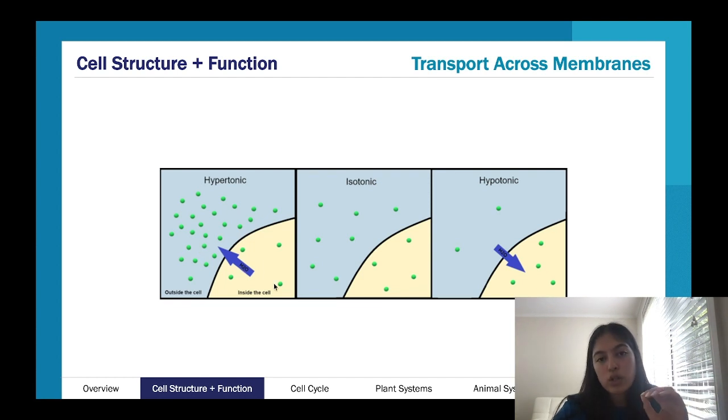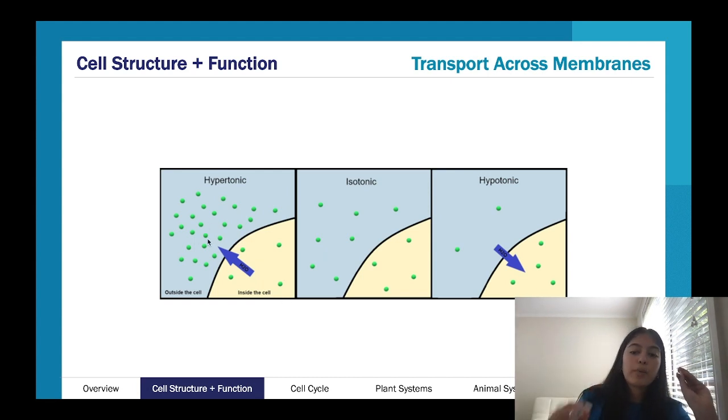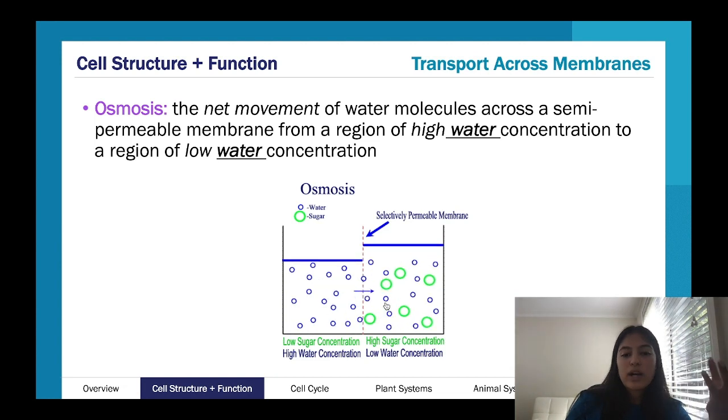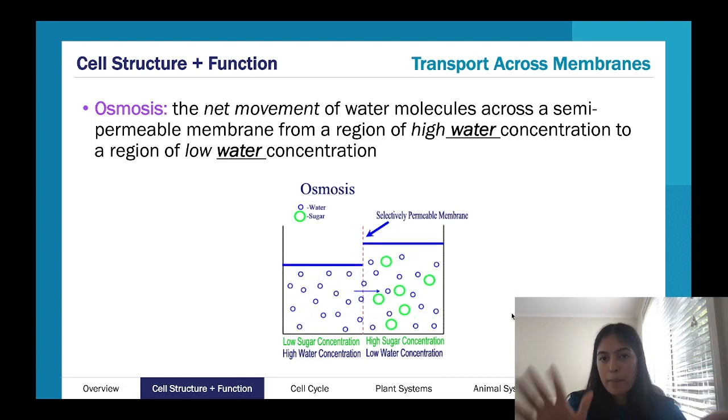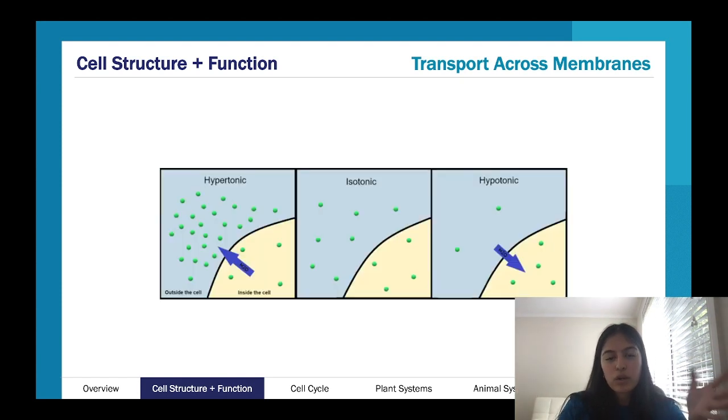So what water is going to do is, if there's more solute outside, that means there's less water outside, right? So water is going to move from inside to outside of the cell. It's going to move to the hypertonic solution. And that's what we see here. So this is hypertonic. Water is going to go to it to try to balance out the amount of water, right? Or to balance out the concentration.